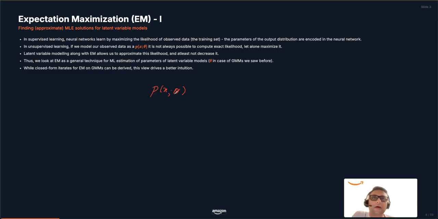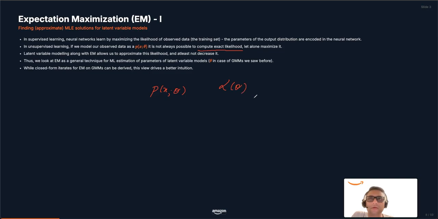Okay, and what may happen is this P of x may be a complicated distribution, right? Even when we model it using GMM, it's a mixture of many Gaussians. So it's not always possible to compute exact likelihood. Okay, let me just write what likelihood is.